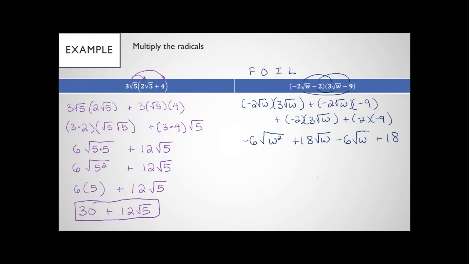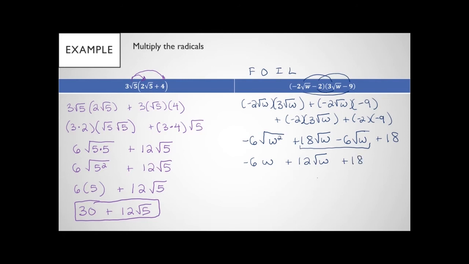So now I'm going to start simplifying. On the left, I have a -6. And then when you take the square root of w squared, those cancel and you're left with just w. Now these are like terms, because they both have a square root of w. So 18 minus 6 is 12. So this is going to be plus 12 square root of w. And then I have my plus 18.